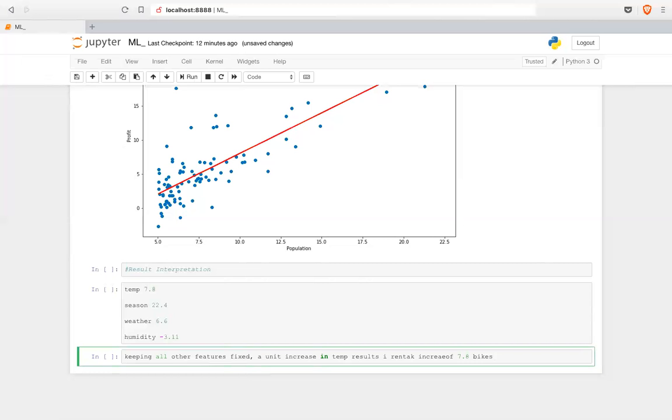So yeah, this is okay. This is what linear regression is, and we'll meet again in the next session. We'll continue with the next algorithms. Thank you.